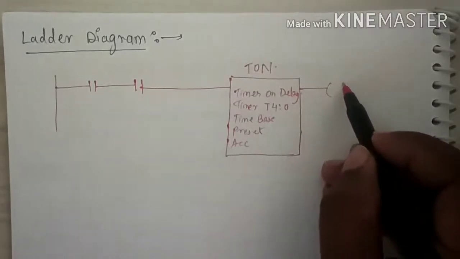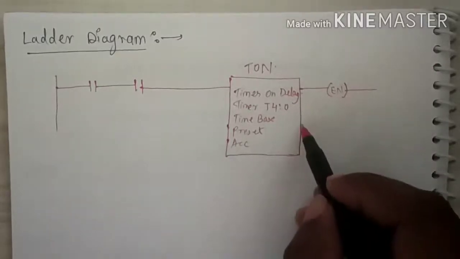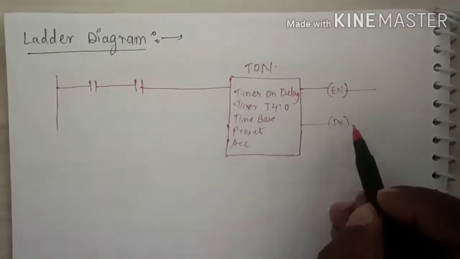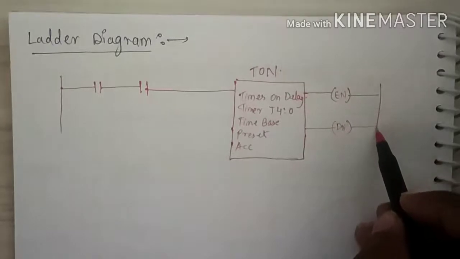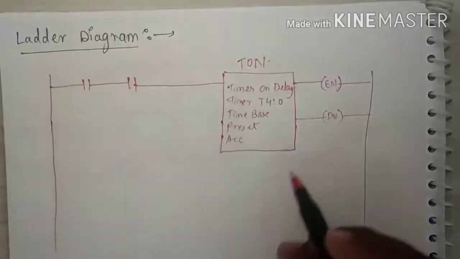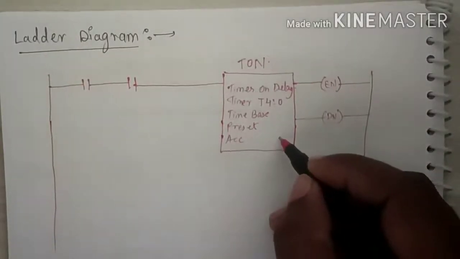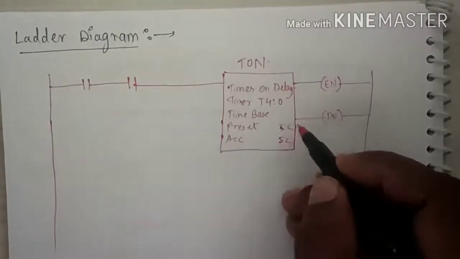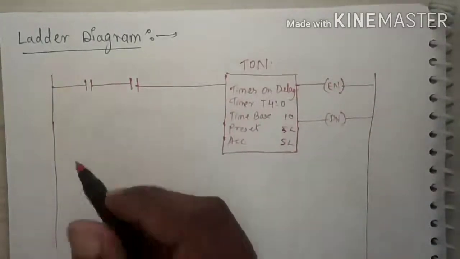Then we have the two bits: EN, which denotes the enable bit, and the second, the DN bit, which stands for done bit. So these are the parameters which are there. Let's suppose my accumulator value is less than 5, also our preset value is less than 5. Time base is 10. So these are the bits.